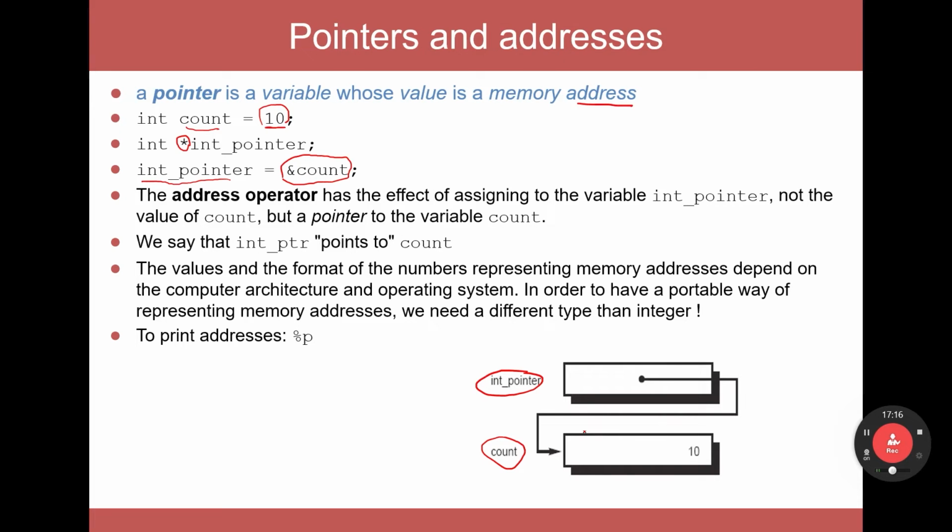Why does it point to the count variable? Because the value of the pointer will be the address of count. The address of count means it's pointing to count. This is why we call this a pointer: it points to where the variable exists. So we say this pointer points to the count variable.